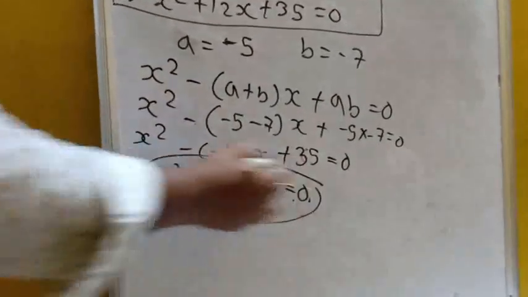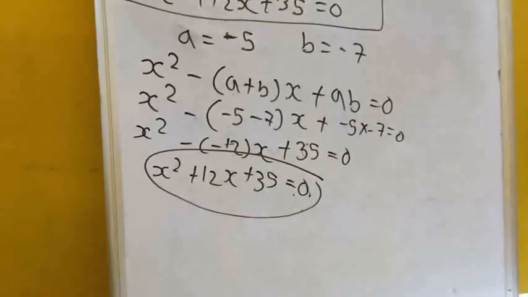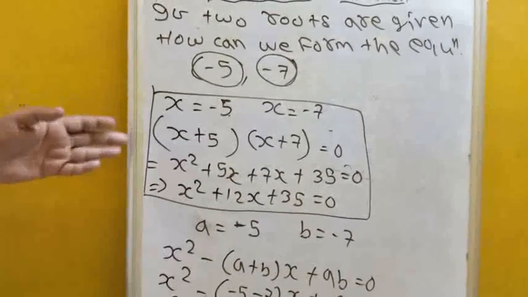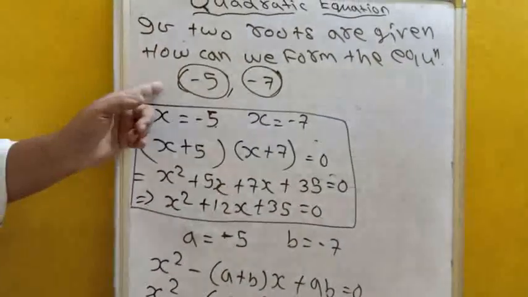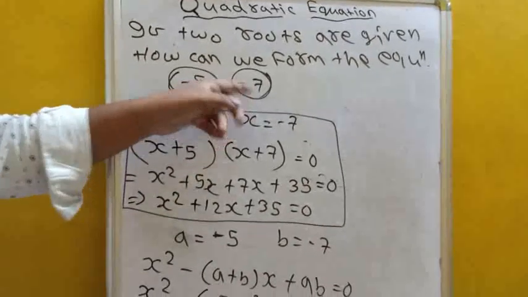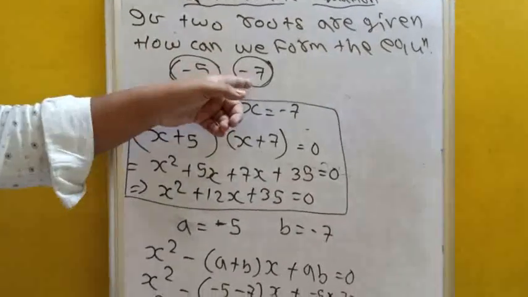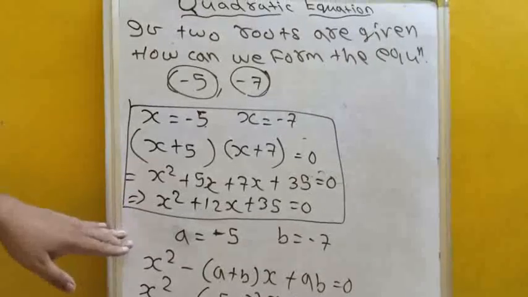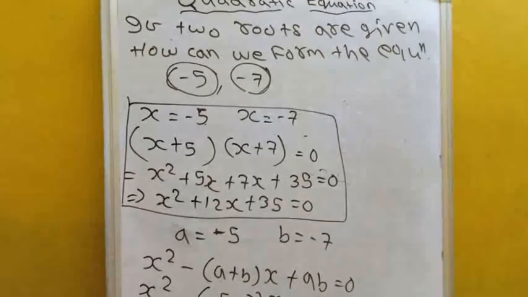Okay. So these are the two processes you have to follow here. What will he give you? He will give you the solutions of the equation, given as -5, -7 or maybe some other numbers. Okay, find out the equation. So this is the process.